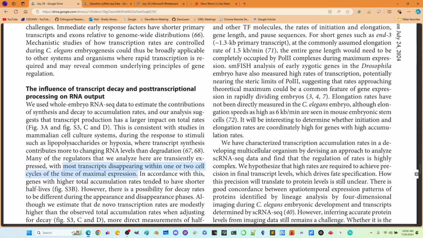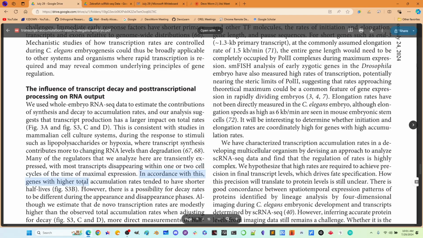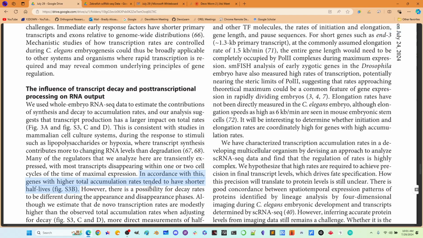Thinking about the timing of all this in the lineage tree. In accordance with this, genes with higher total accumulation rates tended to have shorter half-lives. So this is where you accumulate a lot for a gene, and they tend to have a shorter half-life. So it's kind of paradoxical. You'd think if they accumulated more transcripts, that it would decay slower. But in fact, they maybe are accumulating more transcripts because their half-life is shorter.